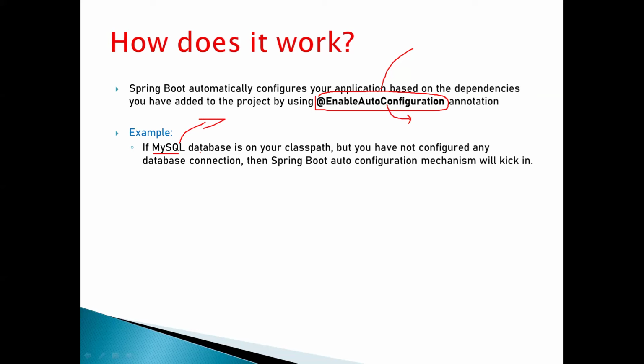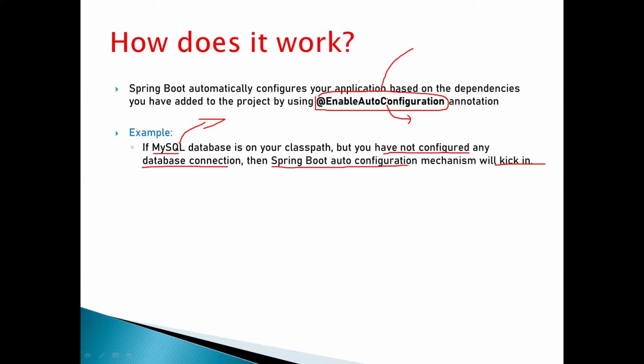Suppose you added the MySQL driver into your class path, but you haven't configured any database connection like data source, URL, username. Then automatically the Spring Boot auto configuration will kick in. I mean to say, it will start bean creation. The objects are not available, so it will throw an exception: hey, beans are not available, you have not added the specific properties for the MySQL database. Like that, auto configuration will be available everywhere. All the classes, objects, and beans are taken care of by this annotation here.